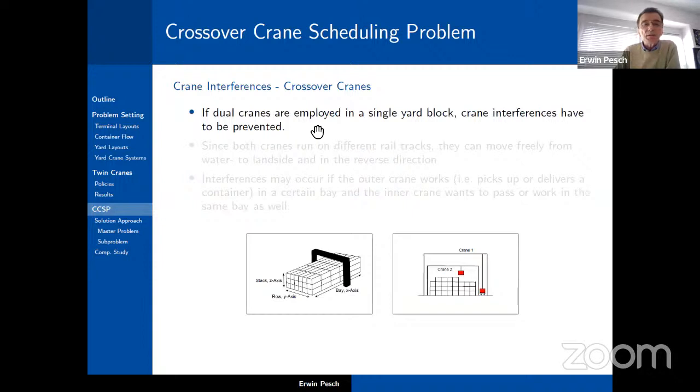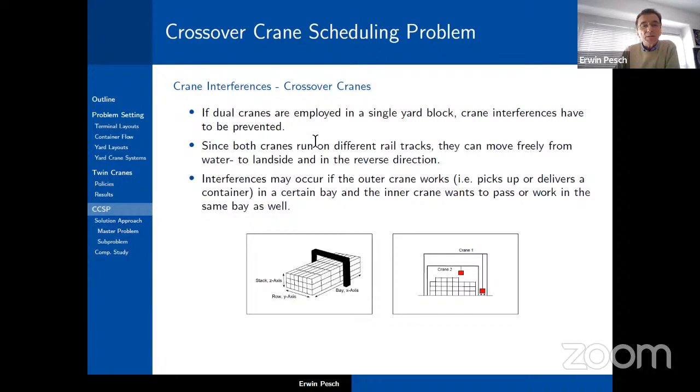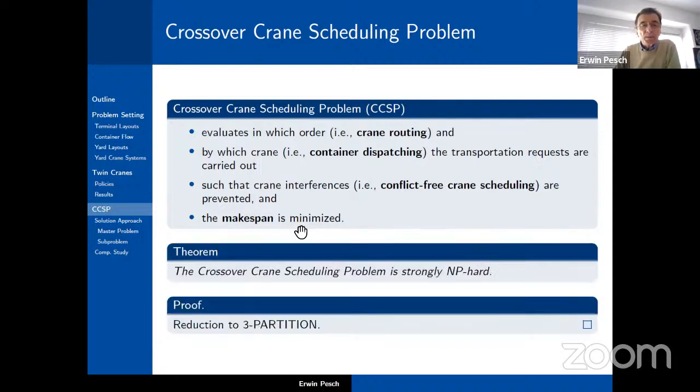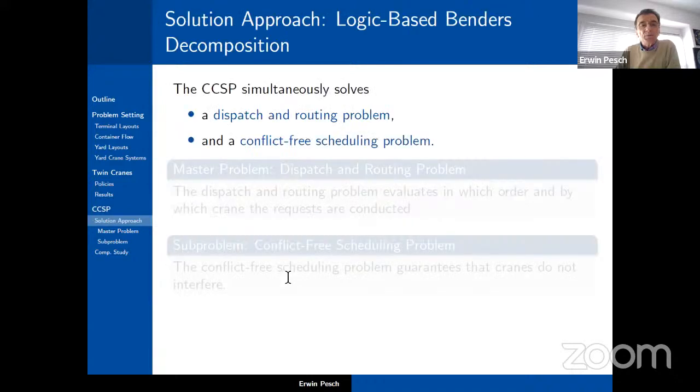So as I said, we consider dual cranes here. And the two cranes run on different tracks, so I can jump over that, and then we can formulate our crossover crane scheduling problem. The crossover crane scheduling problem evaluates in which order, that means the crane routing, and by which crane, that means the container dispatching, transportation requests are carried out, such that crane interferences, that means we want to have a conflict-free crane schedule, are prevented, and we minimize the makespan. And not surprisingly, the crossover crane scheduling problem is strongly NP-hard, and we proved it by a reduction to 3-partition.